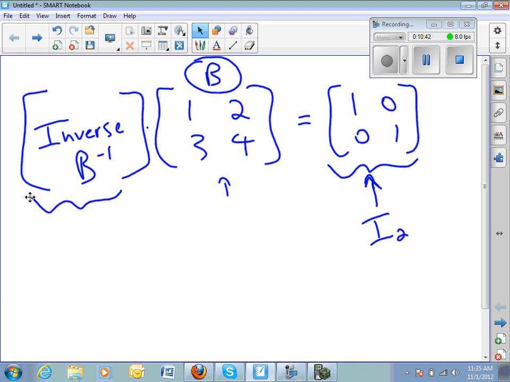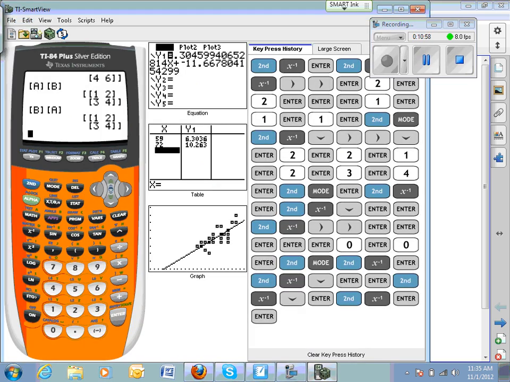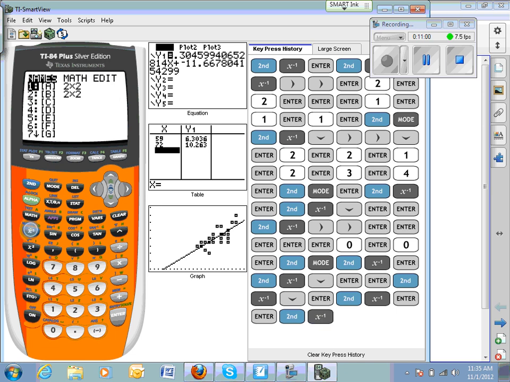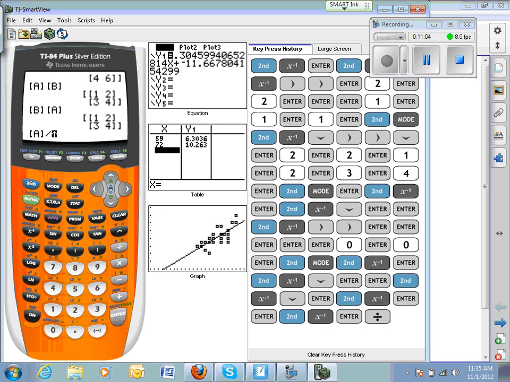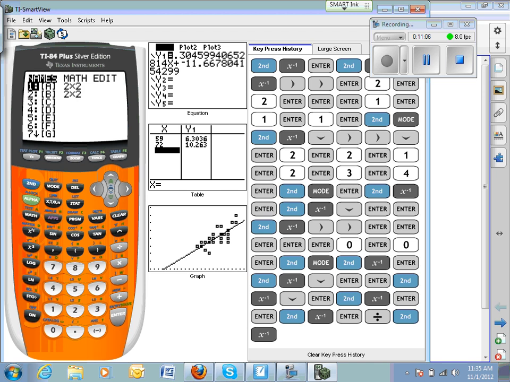So can we just take matrix A divided by matrix B? And how do we divide matrices? That is a great question. Let's try that on the calculator and see what happens. So matrix A divided by matrix B.